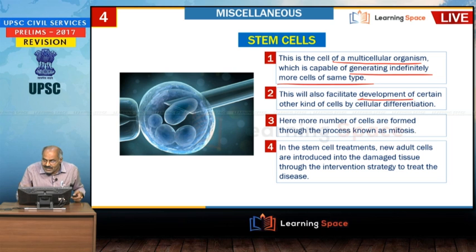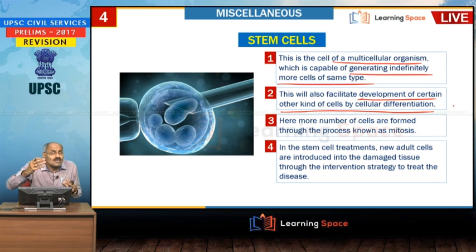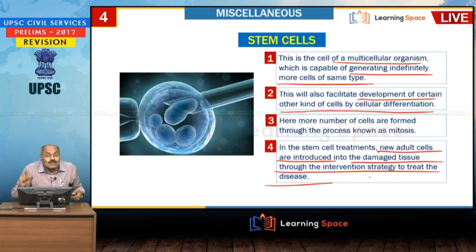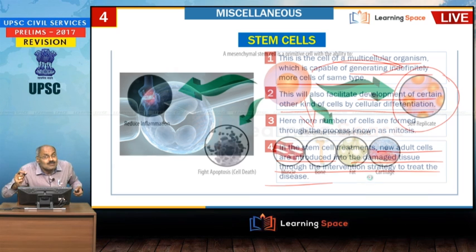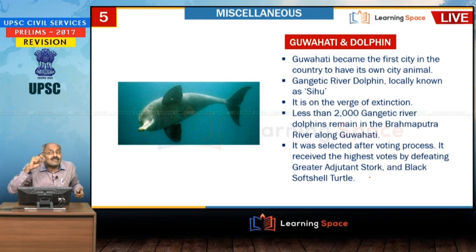So this will also facilitate development of certain other kinds of cells by cellular differentiation, and here the same cells are formed through the process known as mitosis. So in the stem cell treatments, new adult cells are introduced into the damaged tissue through an intervention strategy to treat the disease. So this is all about bio ink and stem cells. Please don't forget. Let us go ahead.